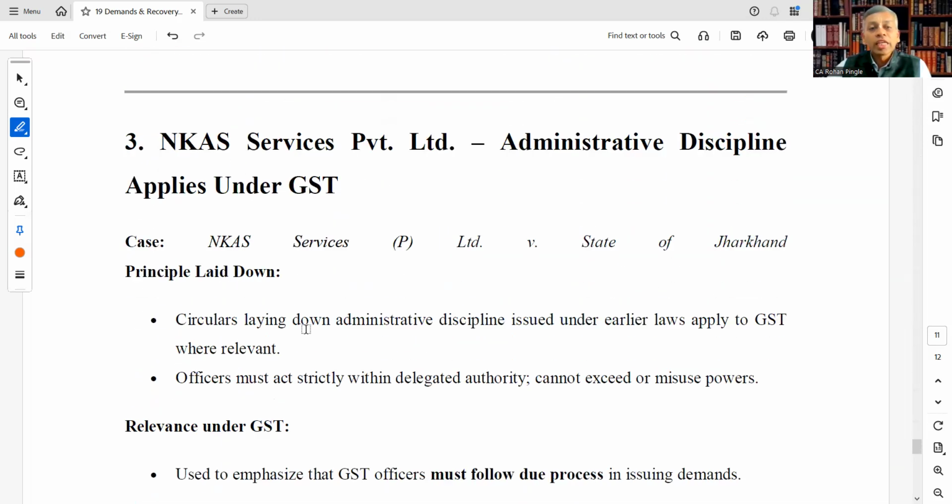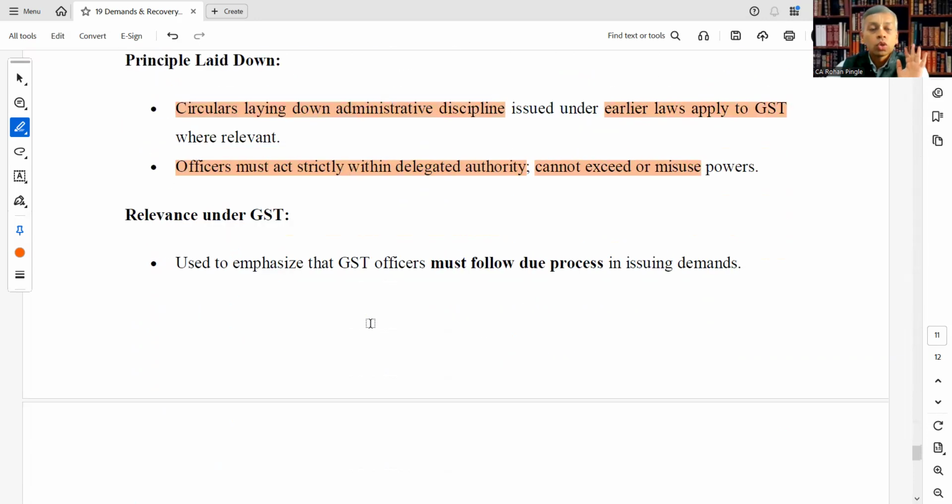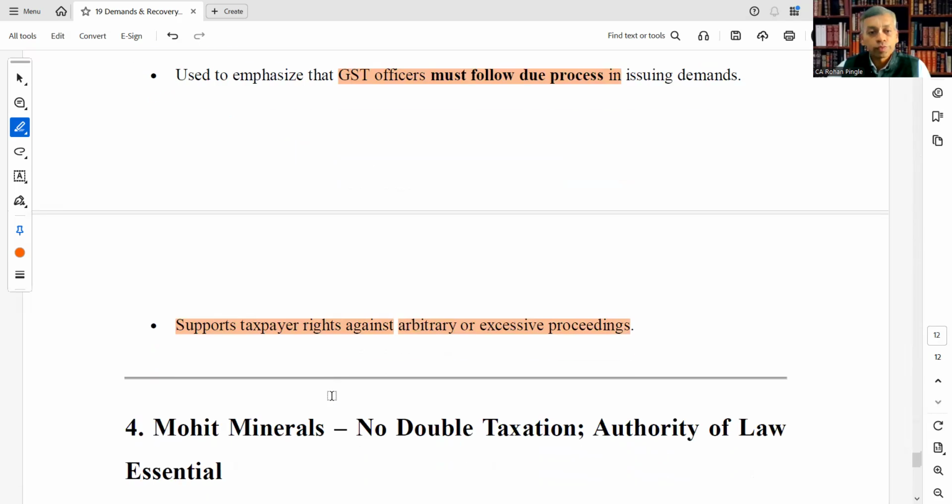Next, NK Services Private Limited versus State of Jharkhand. The principle laid down in the case: circulars laying down administrative discipline issued under earlier laws apply to GST wherever relevant. Officers must act strictly within delegated authority and cannot exceed or misuse the powers. So the relevance under GST of this case is that it is used to emphasize that GST officers must follow due process in issuing demands. It supports taxpayer rights against arbitrary or excessive proceedings.